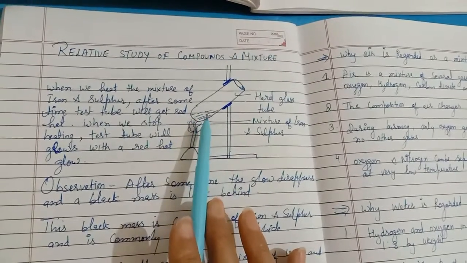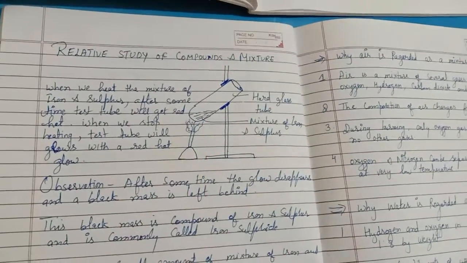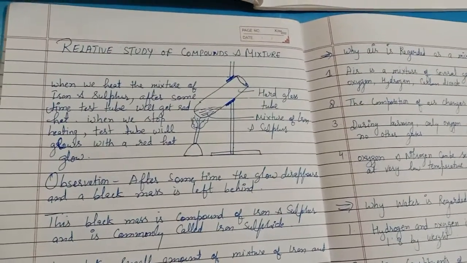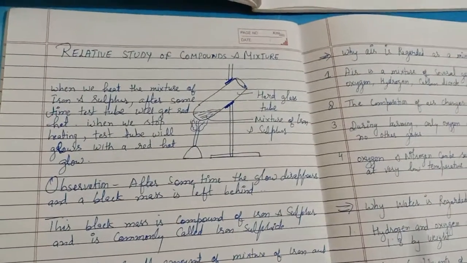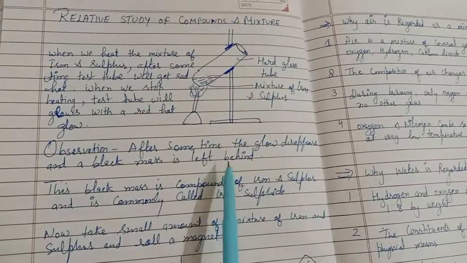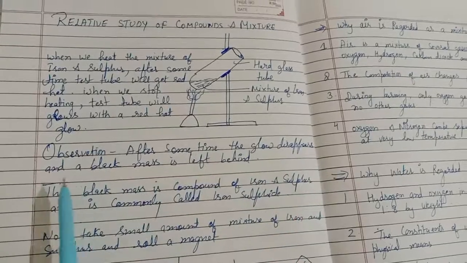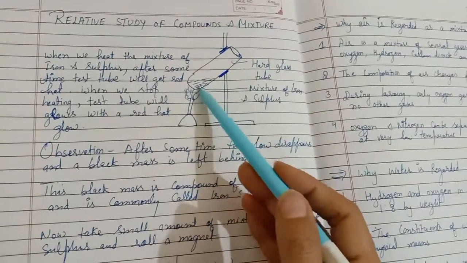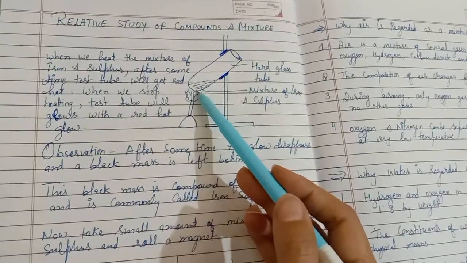and get red hot. When we stop the heating, the test tube will still glow for some time. Then what will be the observation? After some time, the glow disappears and a black mass is left behind.